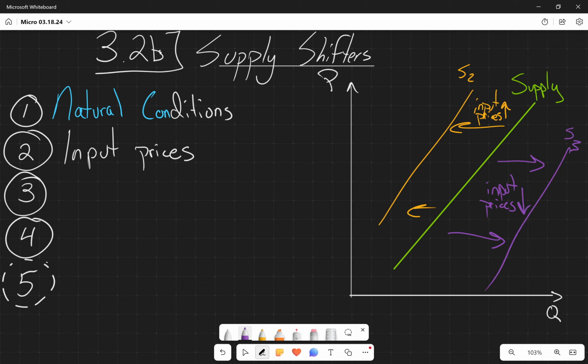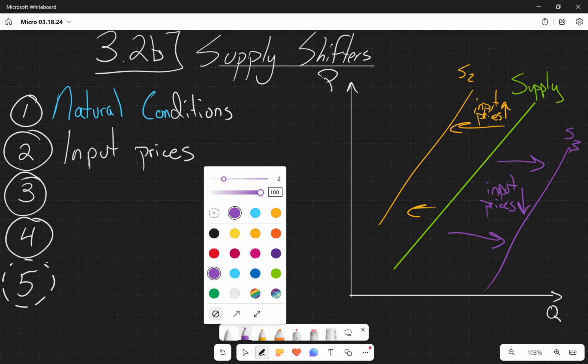Yeah, you guys can't see that. Can't use purple. Shows up great on the screen here.